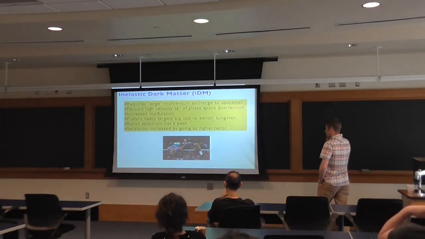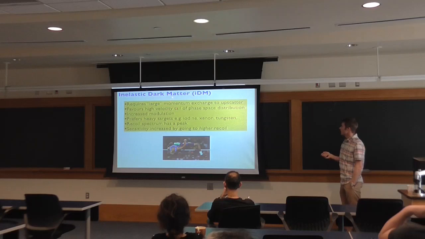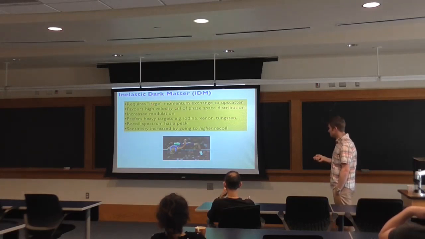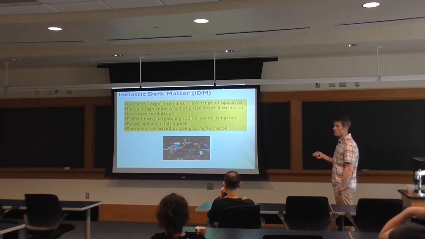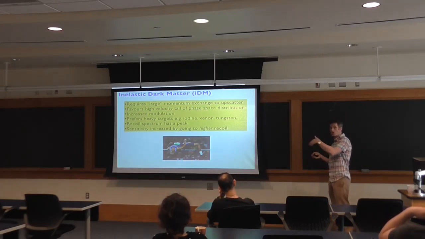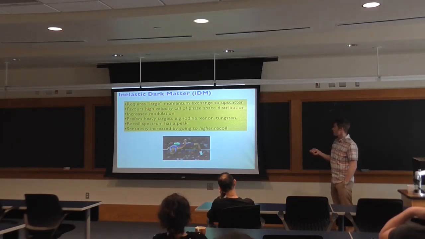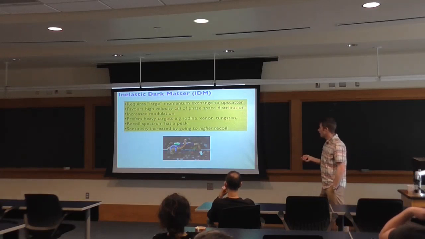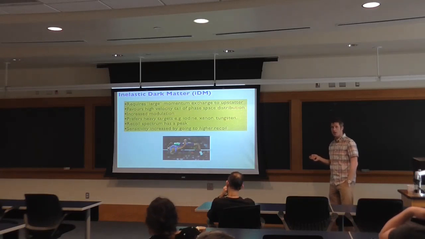Okay. So the bottom line is that if you put this mass splitting in, if you go into the inelastic frontier, you require a larger momentum exchange to scatter. You require this larger recoil energy, which, as we said, favors the high-speed tail of the Maxwell-Boltzmann distribution. It increases the amount of modulation. It prefers, actually, heavier targets.